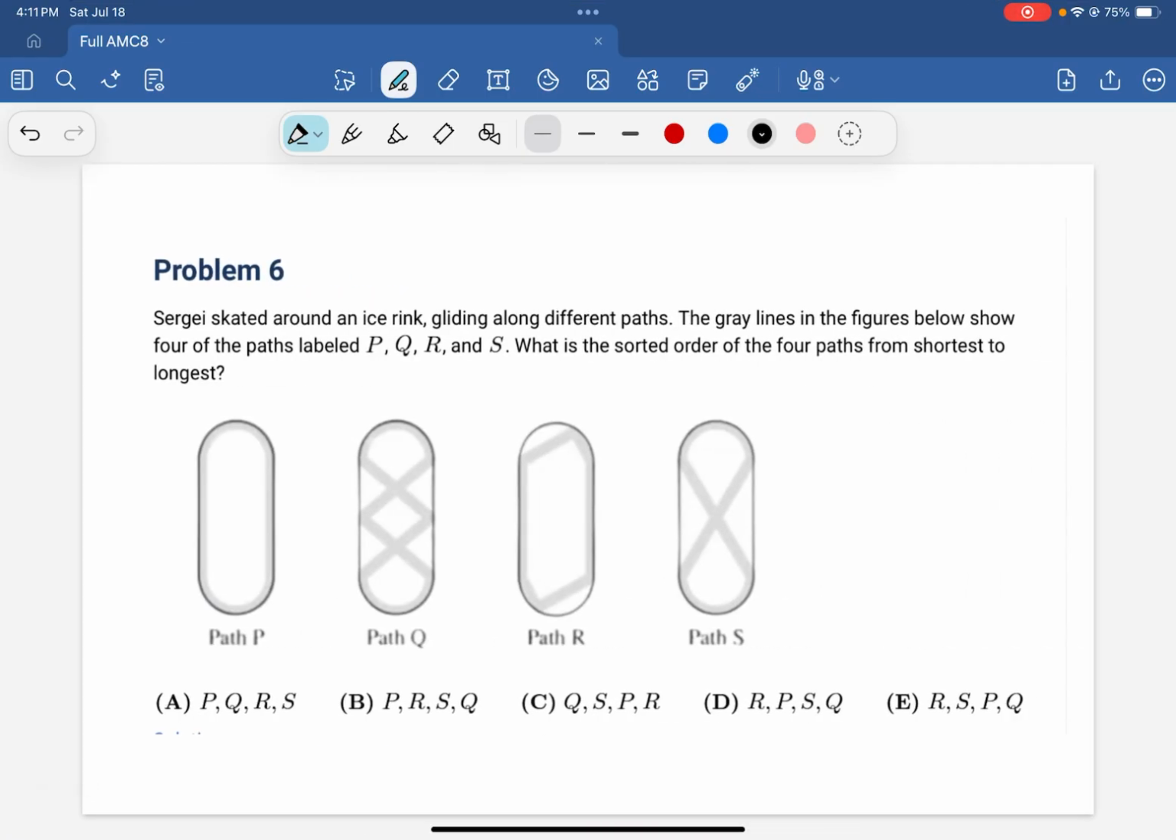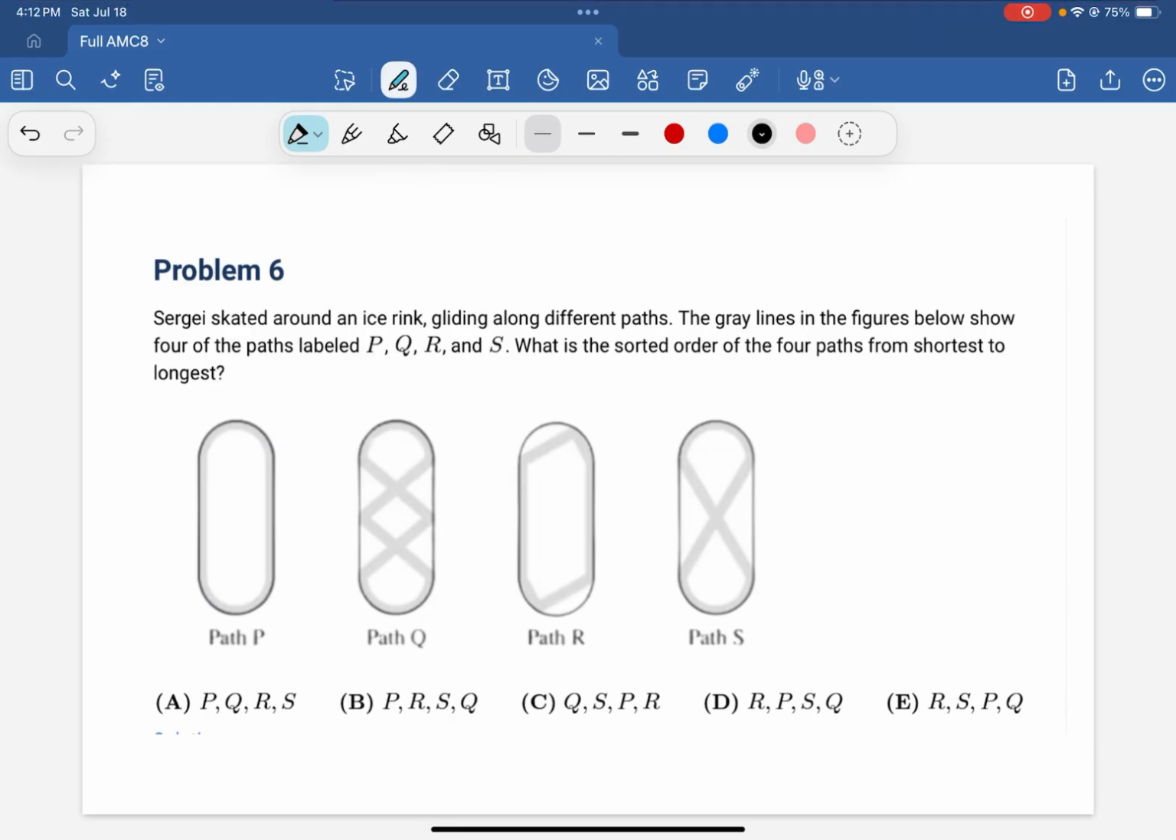Problem 6. Sergey skated around an ice rink, gliding along different paths. The gray lines in the figures below show four of the paths labeled P, Q, R, S. What is the sorted order of the paths from shortest to longest?